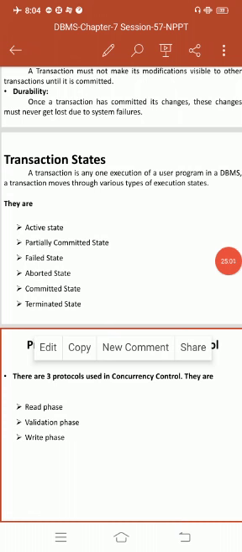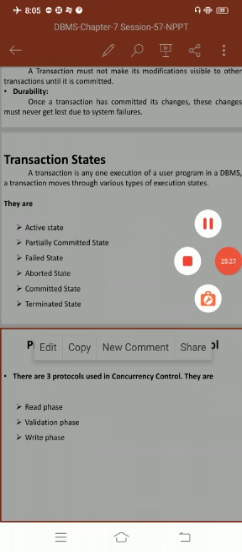So then, sometimes we have protocols used in concurrency control. What are the protocols? There are 3 protocols we can use in concurrency control: read phase, validation phase, and write phase. So these are all the protocols used in concurrency control.